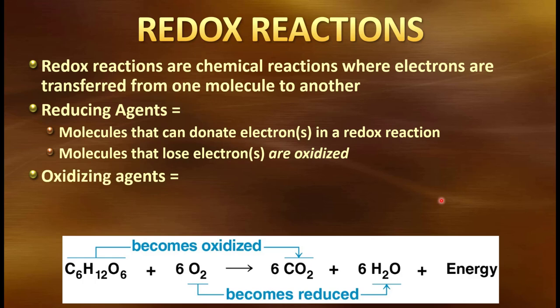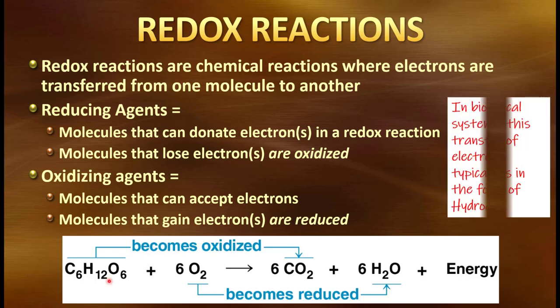The oxidizing agents are the ones that can accept those electrons. So one gives them up, the other one accepts them. So the reducing agent gives it up, the oxidizing agent takes it. The reducing agent has become oxidized, the oxidizing agent has become reduced. And in biological systems, this transfer of electrons is typically in the form of hydrogen.